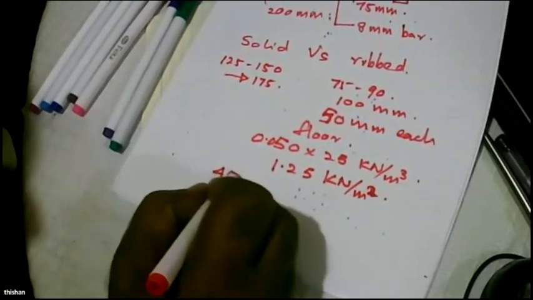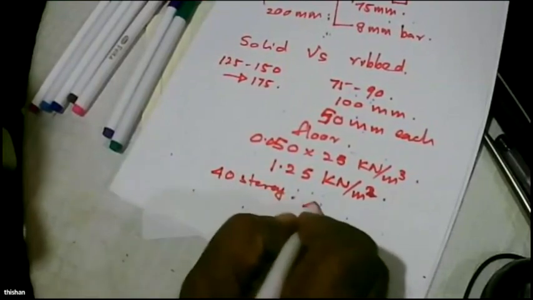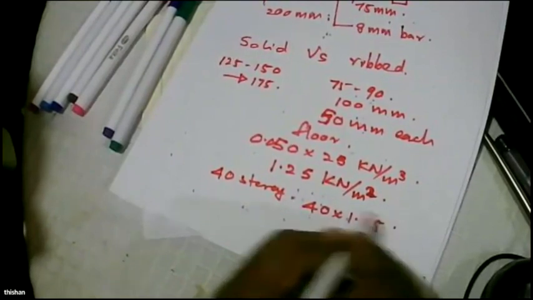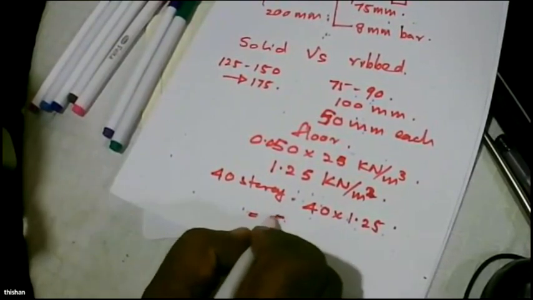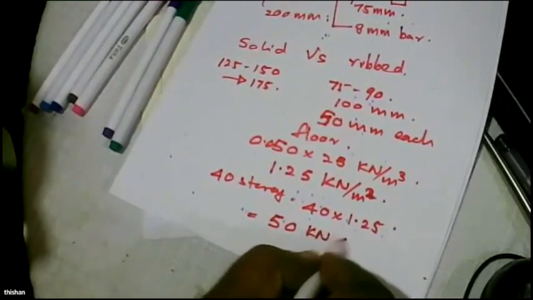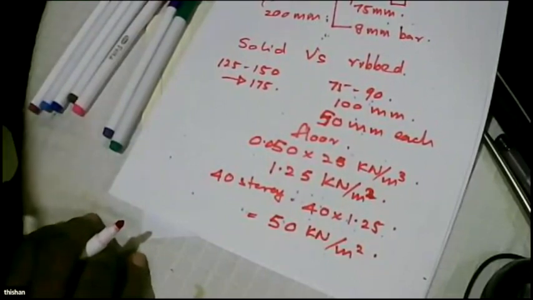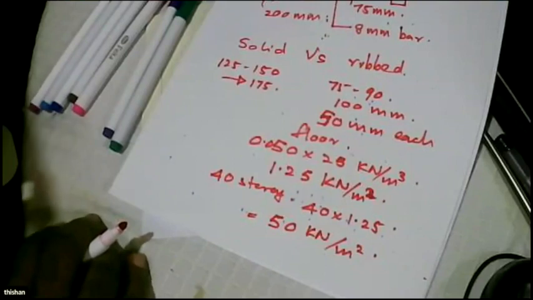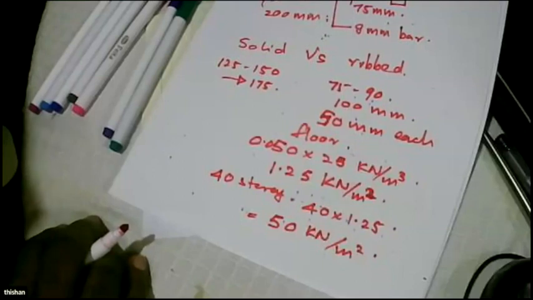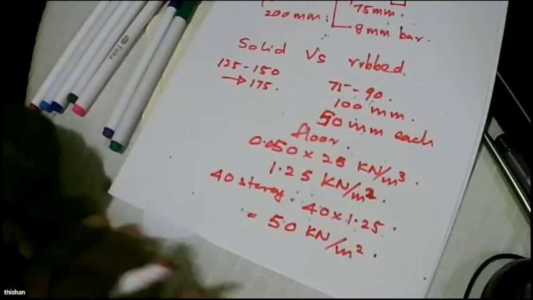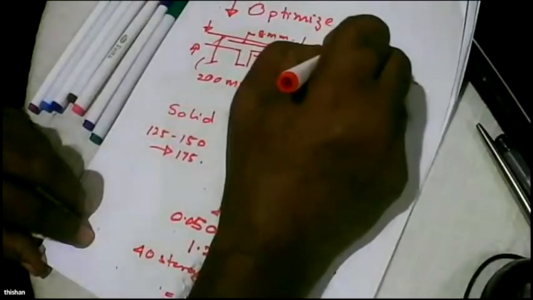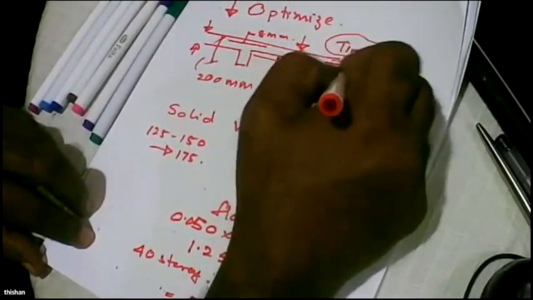And let's say we have a 40-story building. 40 multiplied by 1.25 is saved. So how much are we saving? 50 kN/m². Now can you see that lightweight could have many advantages? Even in multi-storey construction, minimum slab thickness can be extremely useful. But this may have a time factor because we see a lot of rainfall, a lot of work to perform.